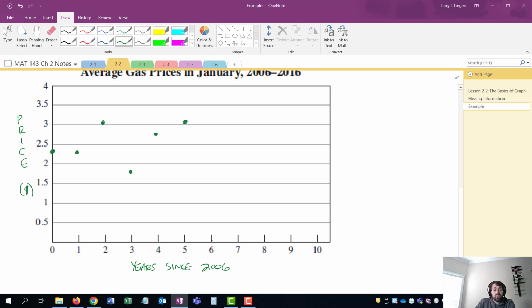And then I've got the rest of the points as well. Year 6 was $3.40. And then year 7 was $3.35. Year 8 is $3.32. Year 9 is $2.11, and then year 10 was $1.97. Okay, and then we connect with straight lines.